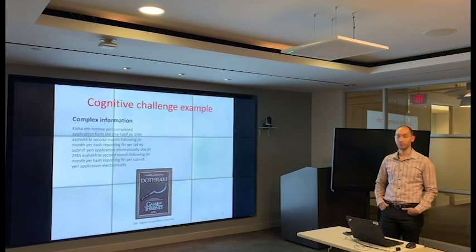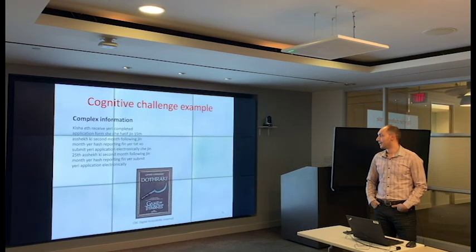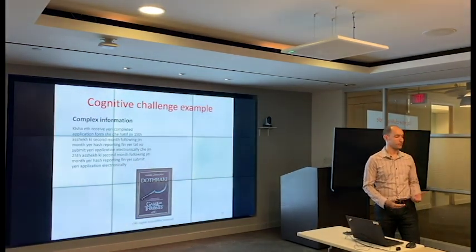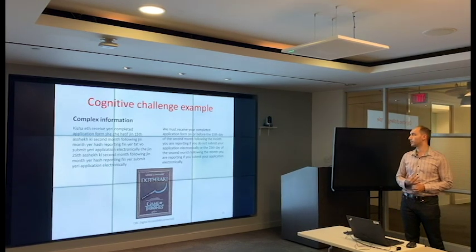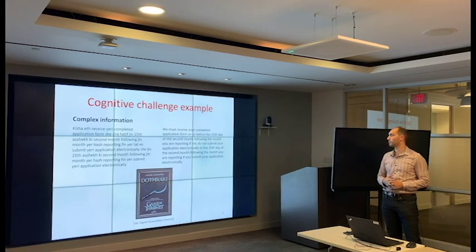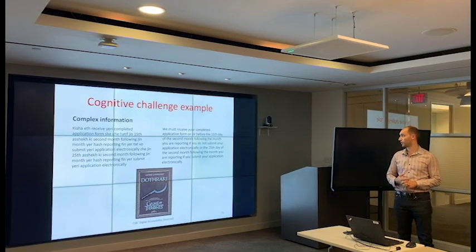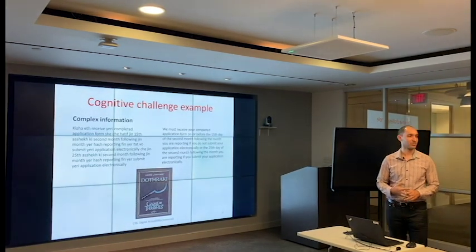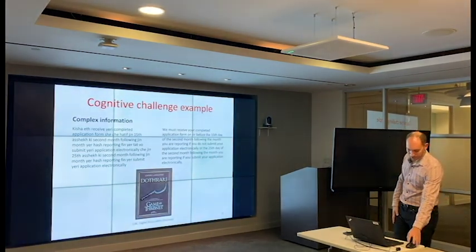So if you watch the show Game of Thrones, you might be familiar with what Dothraki is, but not how to speak it. But this is just to show you how complex information might sound to someone who cannot perceive it. And the real paragraph reads something like this. We must receive your completed application form on or before the 15th day of the second month following the month you are reporting. If you do not submit your application electronically, by the 25th day of the second month, blah, blah, blah, blah, blah. So you might as well be speaking Dothraki, Klingon, or any other made-up language, because this is not straightforward.